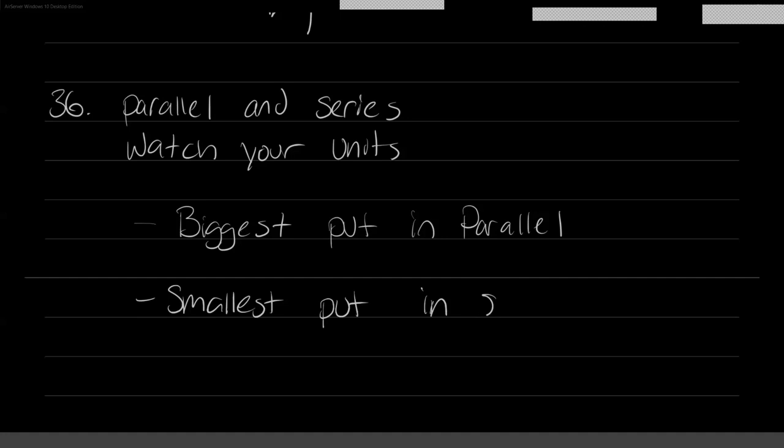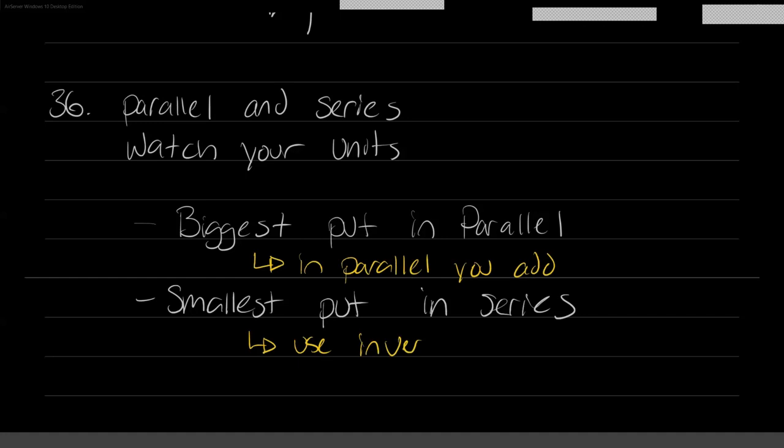So yeah. Biggest put in parallel, smallest put in series. Remember, in parallel, you add them, and in series you have to use inverses to add. And that's why it would make sense, right? If you're just adding them all together, you're obviously going to get a bigger value than if you have to do the inverse thing, right?